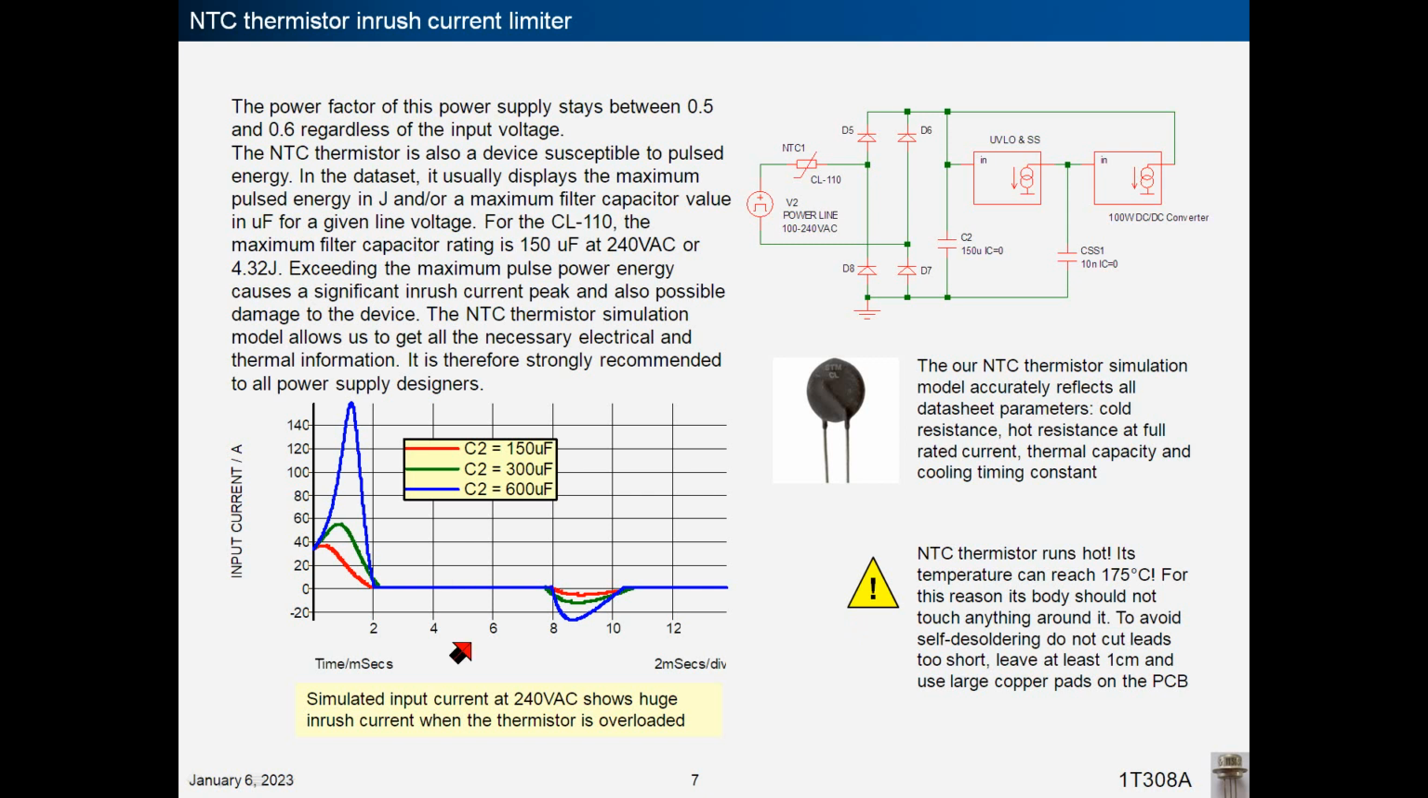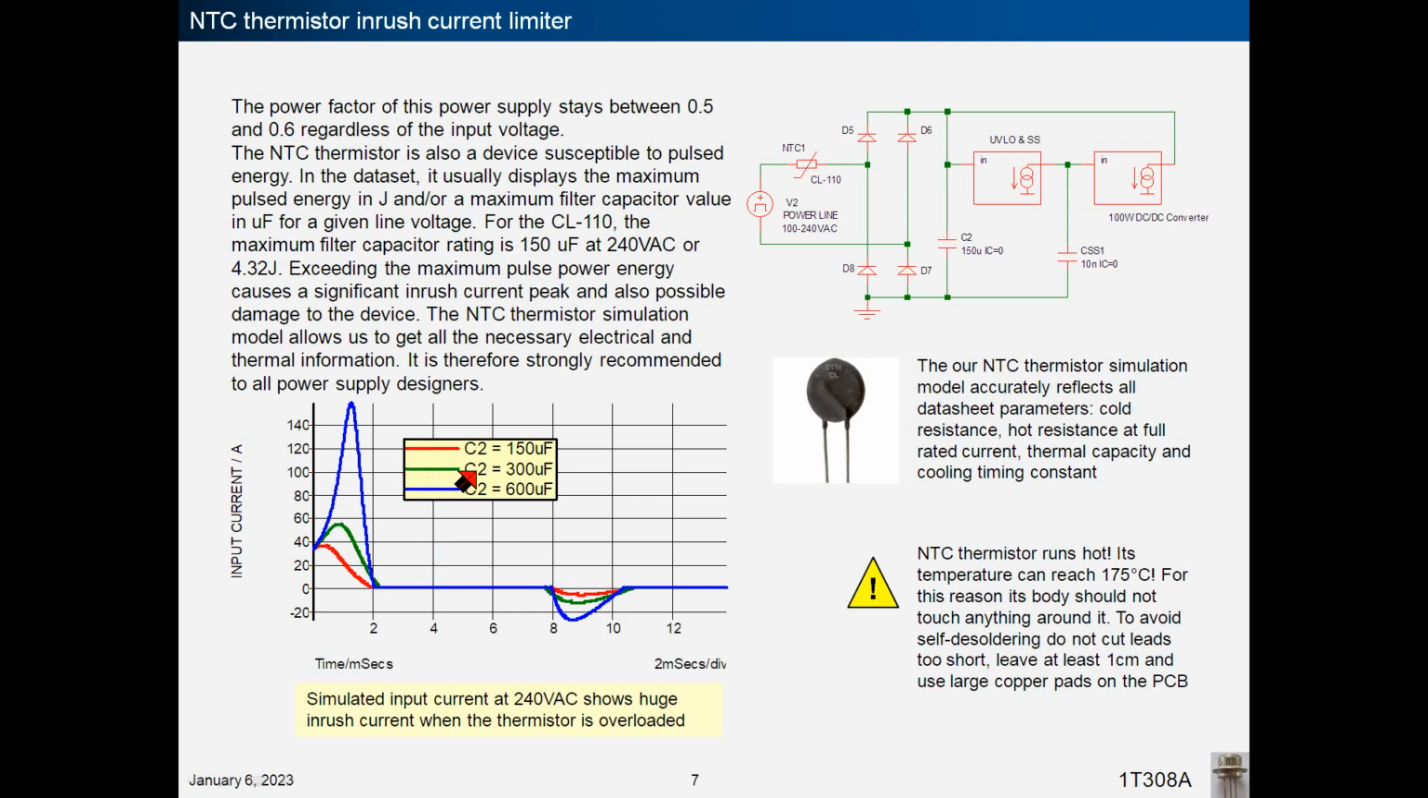The inrush current simulation results are shown here at 3 filter capacitor values: 150 microfarads, 300 microfarads, and 600 microfarads. The line voltage is 240 VAC. As you can see, at the normal filter capacitor value of 150 microfarads, the inrush current doesn't exceed 40 amps, which is normal for a 100 watt power supply.